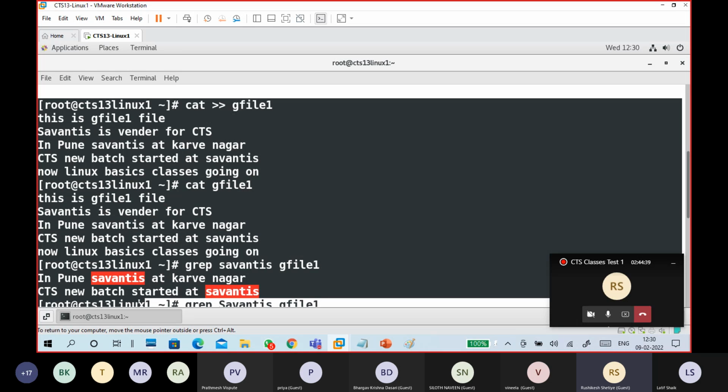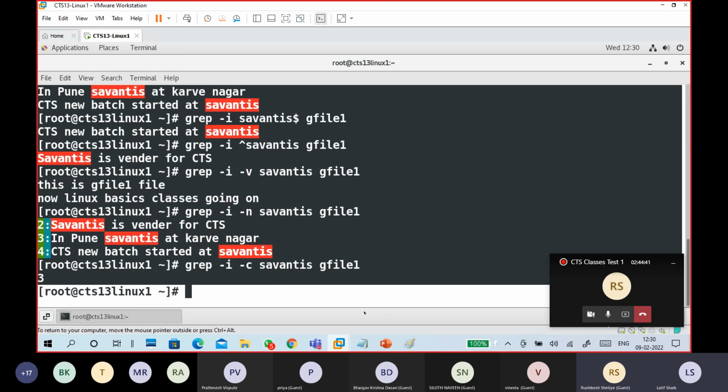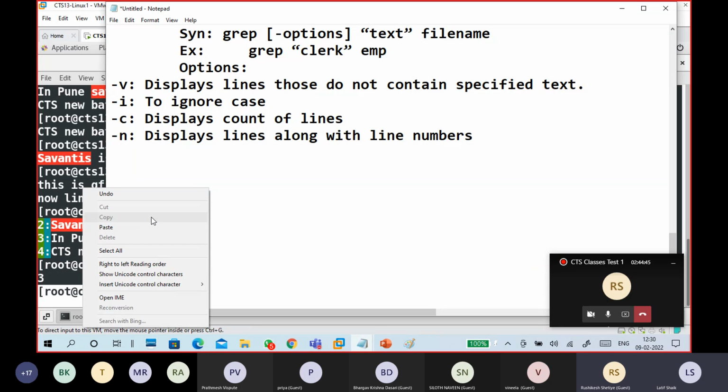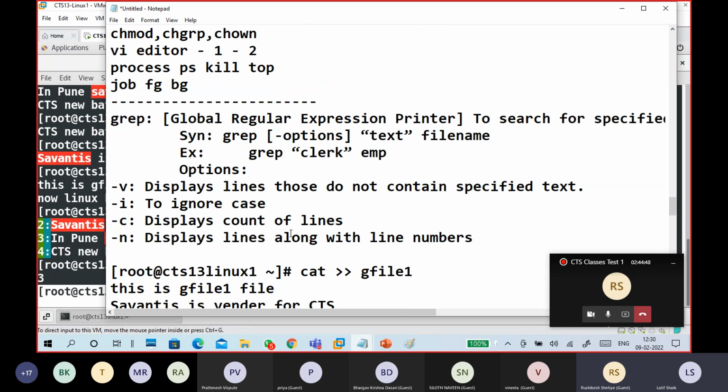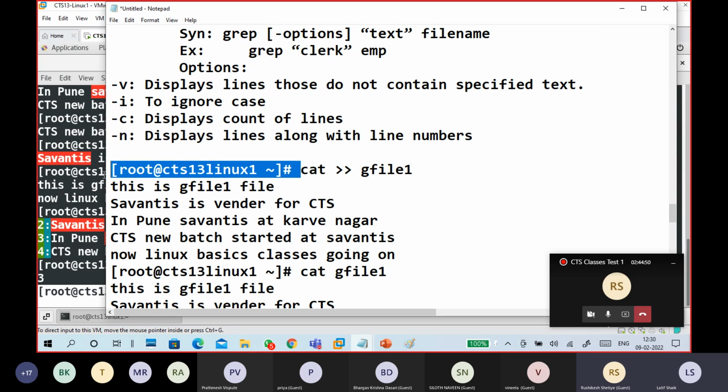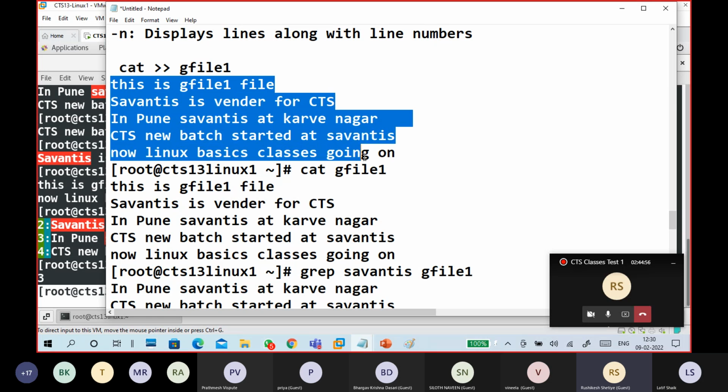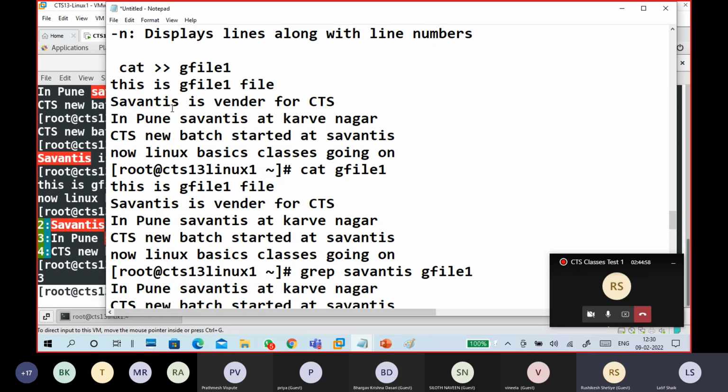So this is a very simple and very important grep topic. First of all, you should create a file with some patterns in it. So I created a file like this. I repeated Savantis here, and here, and here. It is at the start of the line, with a capital letter, in the middle, and at the end. Make sure, guys, sometimes people will give a space here. Don't give spaces.